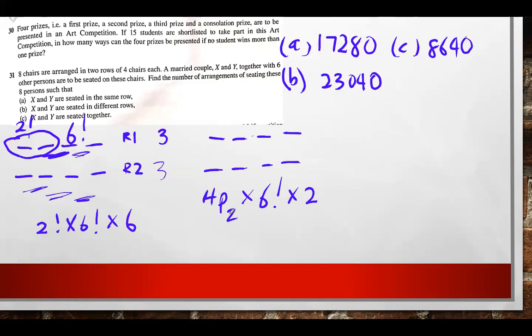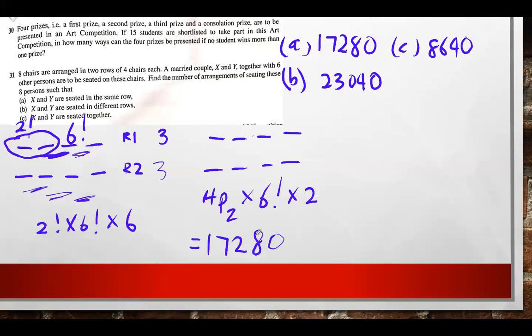4p2 and 2 factorial are different. 4p2 means ada 4 tempat duduk dan saya mau letak x dan y. I want to put this x and y first. Doesn't matter whether they're seated together. Maybe x here, y here, or x here, y here. Doesn't matter. Saya mau 2 tempat dulu kena isi. Once saya sudah isi x and y in the same row, the rest of the 6 places I can permute as I like. So it's 6 factorial. But that is kalau kita letak diorang di baris pertama. Kalau kita letak diorang di baris kedua is another case in itself. So that's why we times 2. And that's how you get the answer 17280.